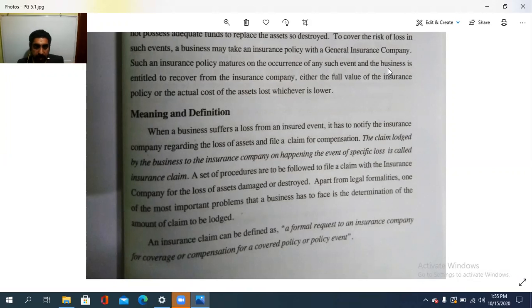When a business suffers a loss from an insured event, it has to notify the insurance company regarding the loss of the assets and file a claim for such compensation. The claim lodged by the business to the insurance company on the happening of the event of specific loss is called an insurance claim. So what is an insurance claim? The claim lodged by the business to the insurance company.